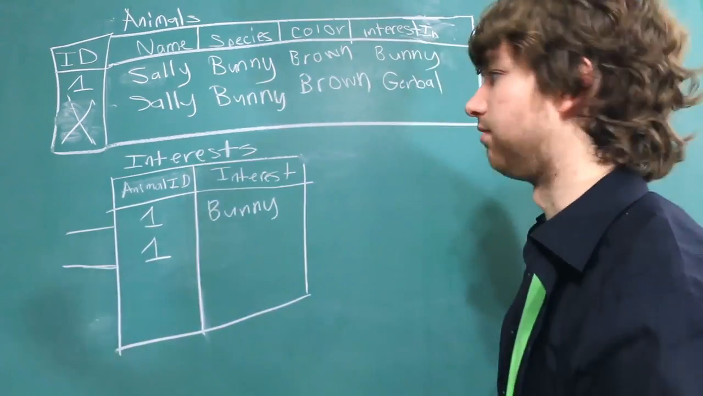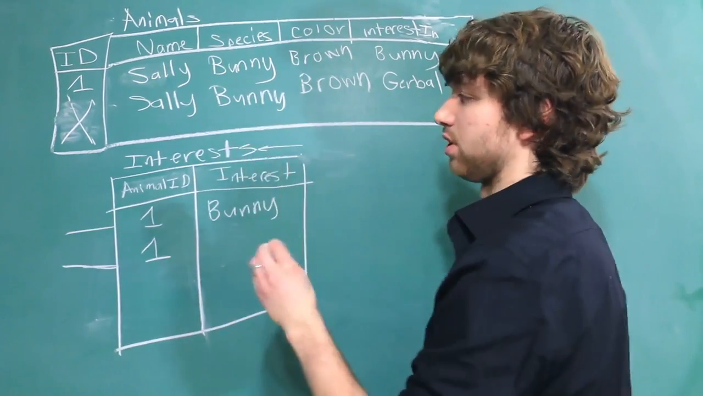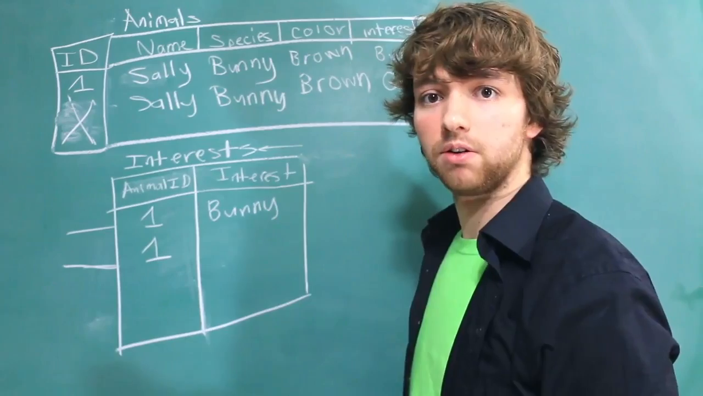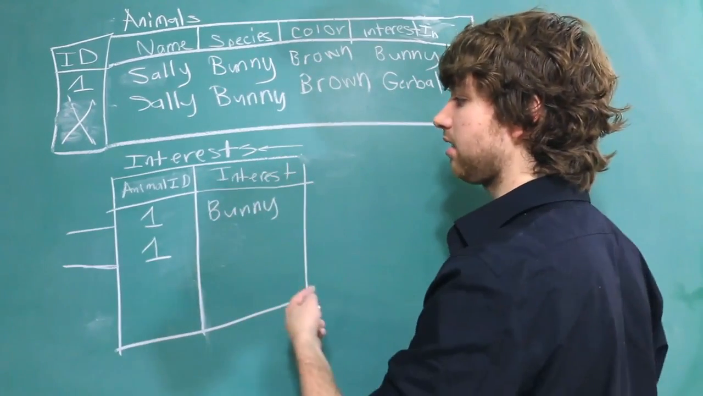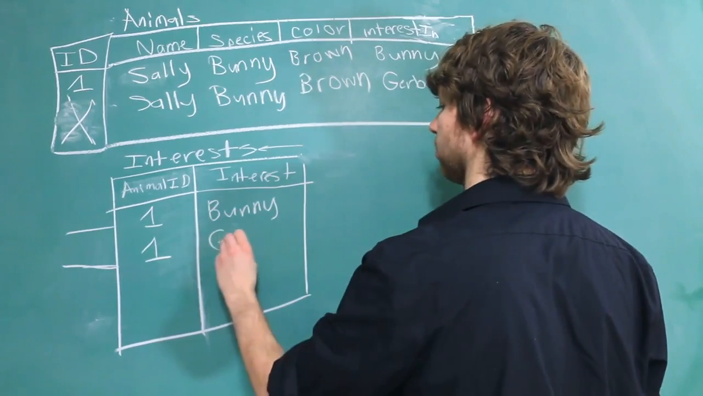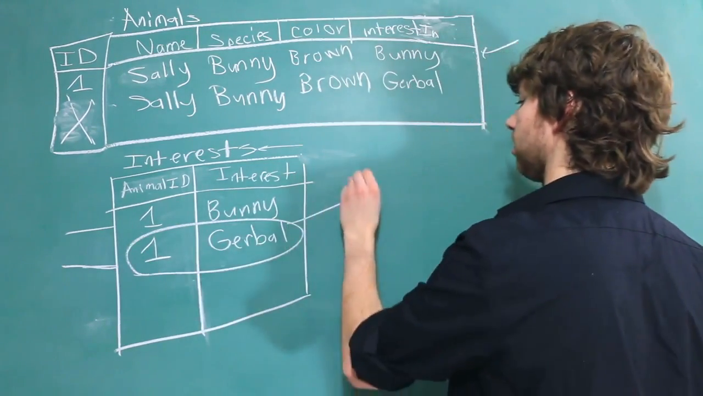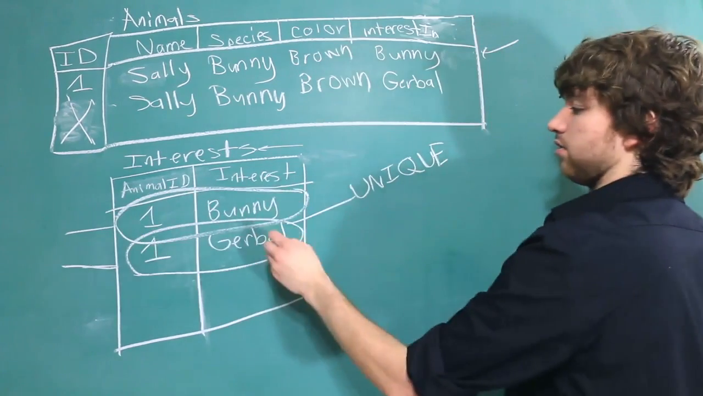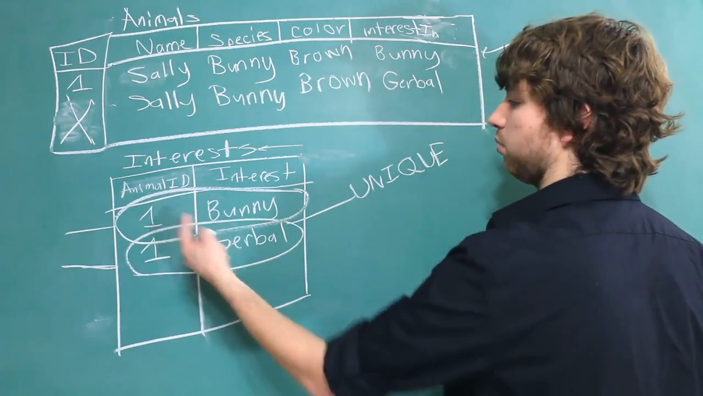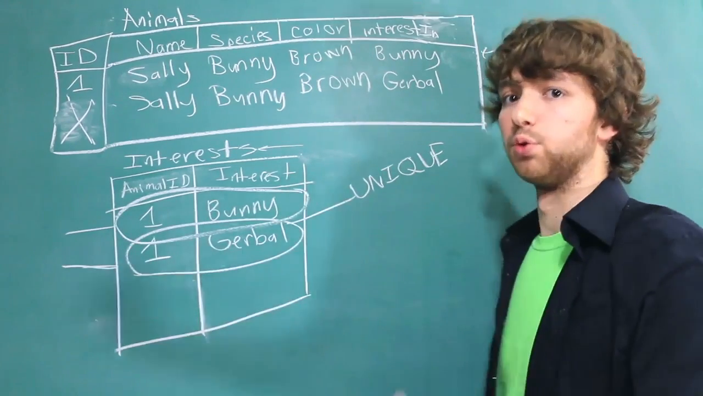So that part's kind of confusing, but just think we can't have repeating interest because that's what the table is about. These interests are going to be distinct because each one is going to have a different animal. So in this one it'd be gerbil. And you can see that the combination is unique. That's because these, as a group, do not repeat. One bunny and one gerbil are different. So we're not breaking the rule of 1 here.